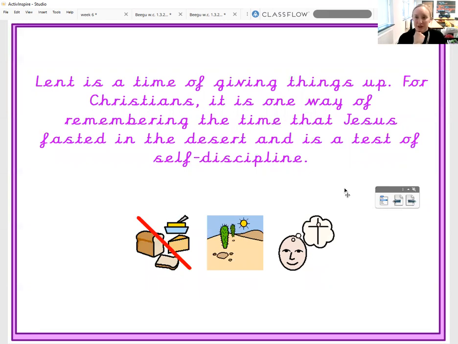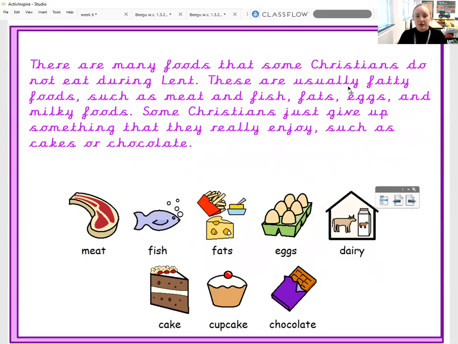Okay, so if you are giving something up for 40 days and 40 nights, you are showing how controlled you can be in being able to give up this food item or give up something that you are really, really wanting to do or eat for 40 days, just like what Jesus had to experience in the desert when he was all alone. So there's lots and lots of foods that some Christians may not eat during Lent, and they're normally fatty foods such as meat or fish, fats, eggs, and milky foods. But some Christians just give up something that they really, really enjoy, such as cakes or chocolate.